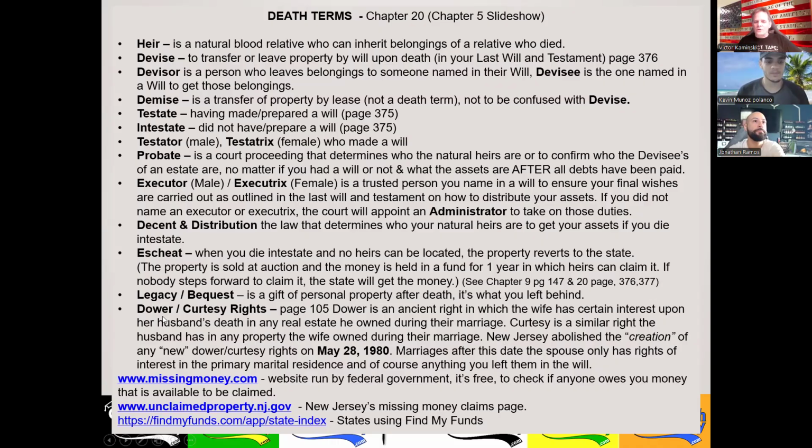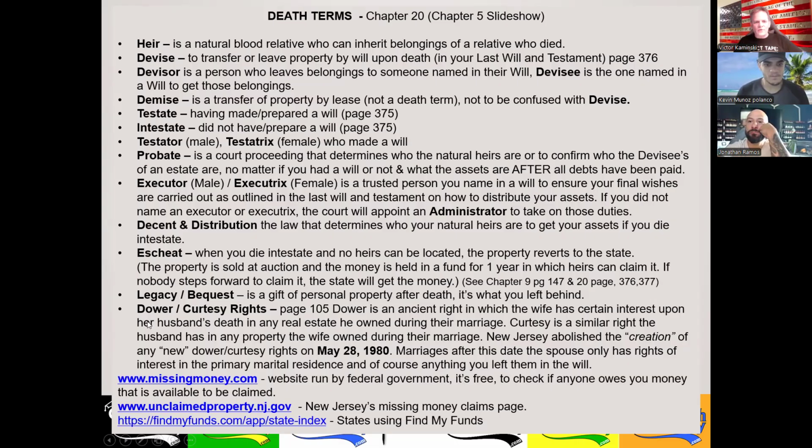Okay, now dower and courtesy. These are ancient rights from New Jersey between husband and wife. Dower begins with a doe. Anybody know what a doe is? A deer, a female deer, right? So doe is a deer, a female deer. So dower begins with a doe, and a doe is the female's rights, the wife's rights, in all of her husband's property upon his death. Courtesy is a similar right that men have in their wife's property upon her death.